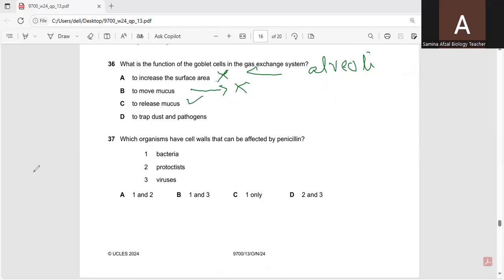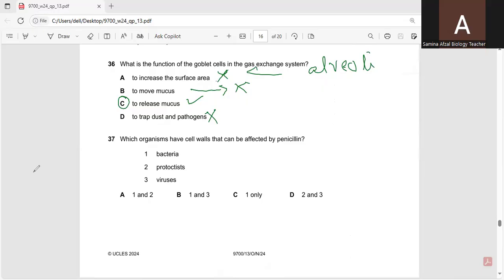So their major function is to synthesize and secrete mucus, which is a sticky viscous fluid. Mucus can trap dust and pathogens, but not the goblet cells. The goblet cells only synthesize and release the mucus. So C is the correct answer.